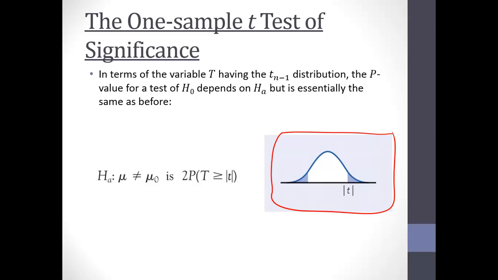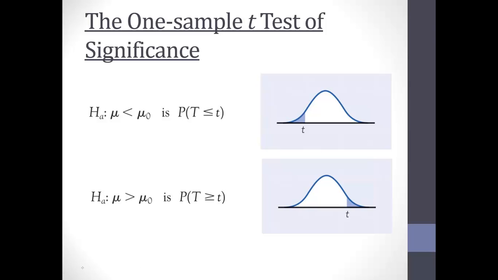If our alternative hypothesis is that the mean is not equal to our hypothesized value, then our p-value is going to be both of those tail probabilities. We're going to find the area of one of those and multiply it by 2. That's what our p-value is going to look like.